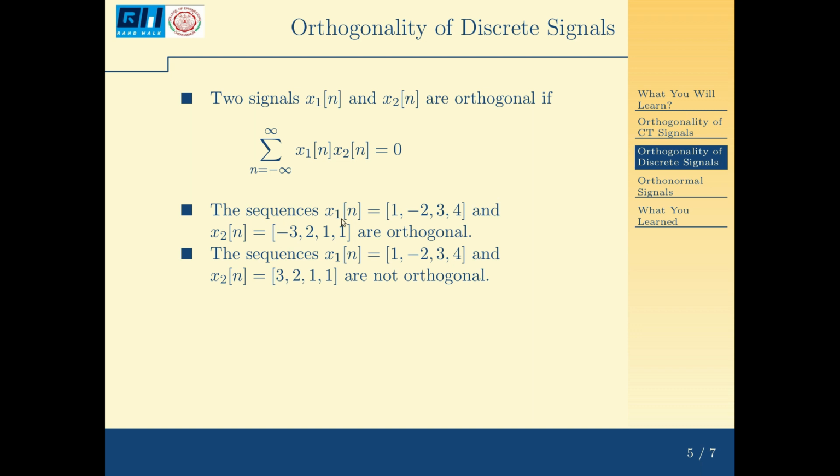If you take the dot product between them, it will be minus 3, minus 4, plus 3, and plus 4. So the dot product between x1 and x2 will be 0. But if you look at the sequences x1[n], that is 1, minus 2, 3, 4, and 3, 2, 1, 1, they are not orthogonal, because if I take the dot product between x1 and x2, it will not be 0. So they are not orthogonal.